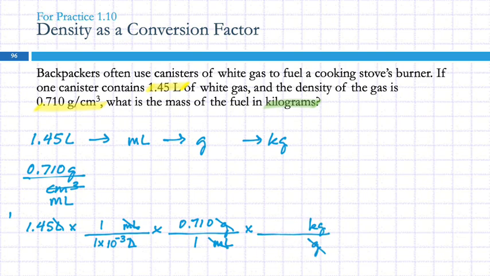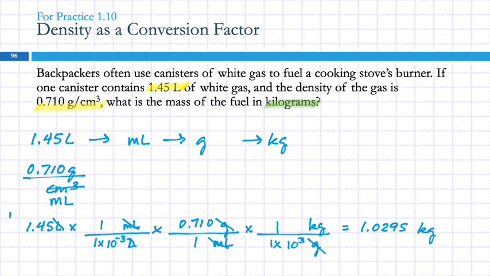So here, again, another prefix thing. I've got the prefix on the top, I put what it means on the bottom. And then I'm ready to do my calculator. 1.45 times 1 divided by 10 to the negative 3 times 0.710 times 1 divided by 10 to the 3. My calculator didn't show me a big mess, so I just wrote all of it down.